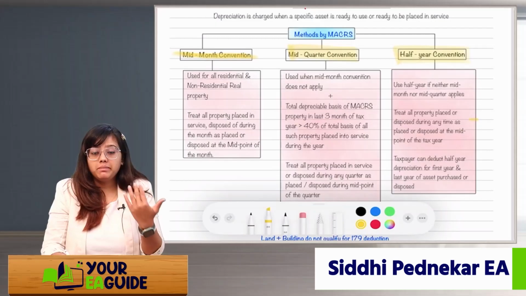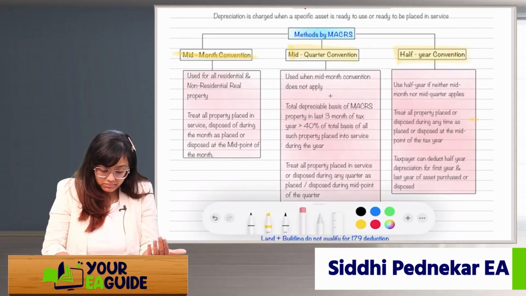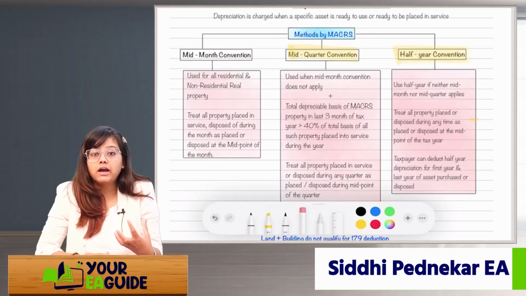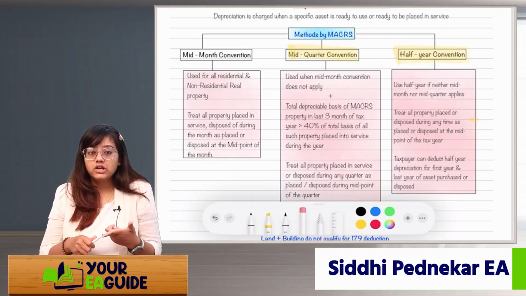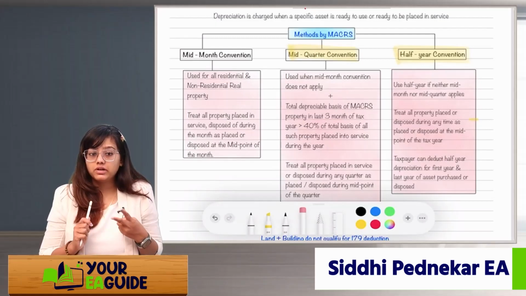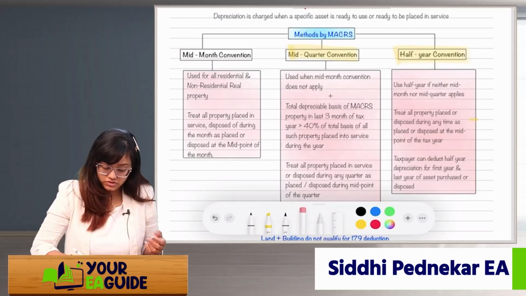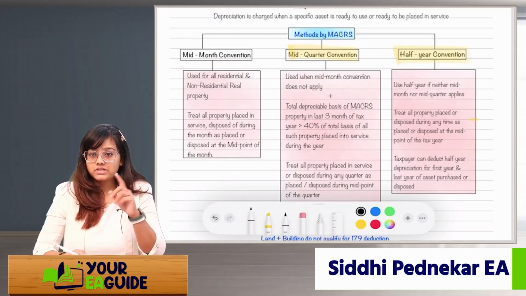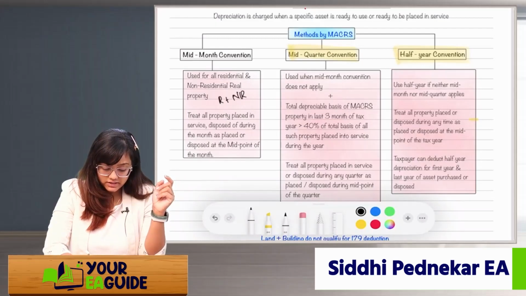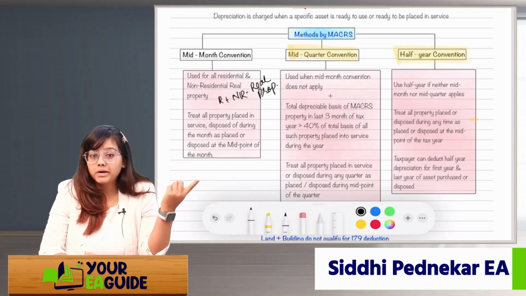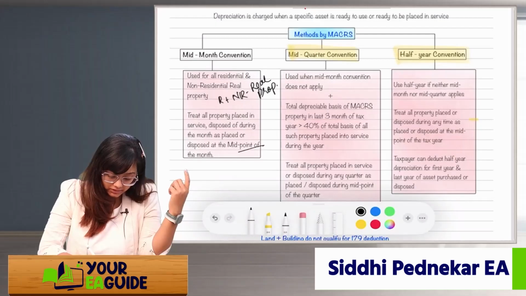Okay. So what do you mean by mid-month convention? It's nothing but whatever asset you have purchased, which is used for all residential and non-residential real property. Only the real property. See, the bifurcation between these three depends on the type of property. If it's residential plus non-residential real property, then treat all property which is placed in service or disposed of during the month as placed or disposed at the midpoint of the month.